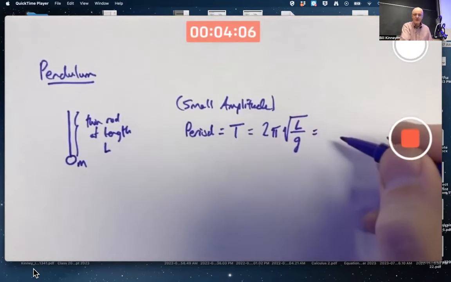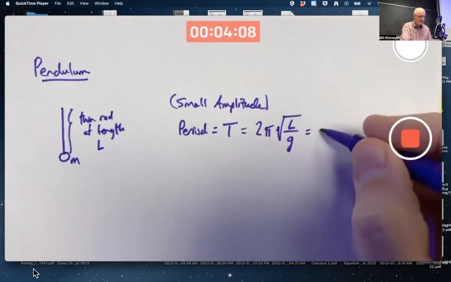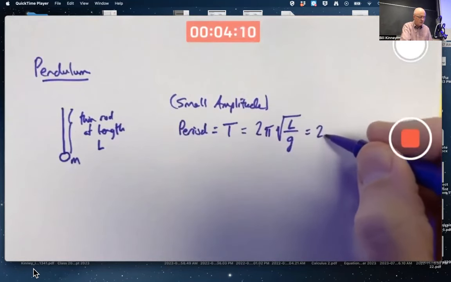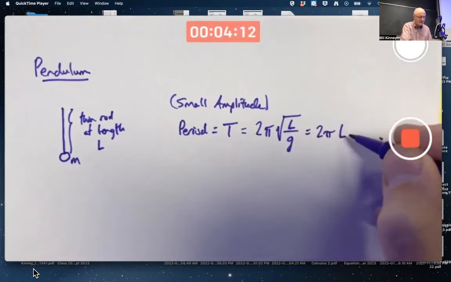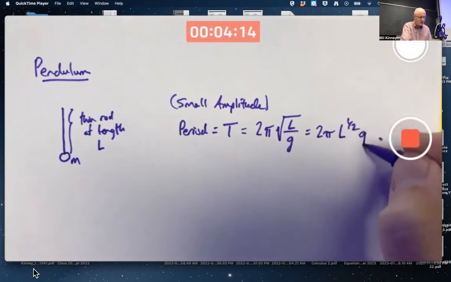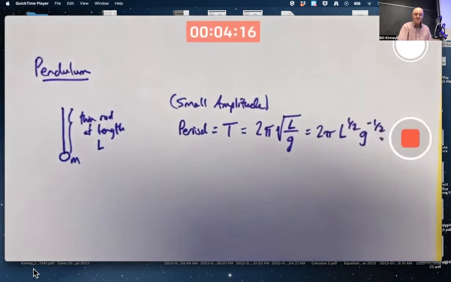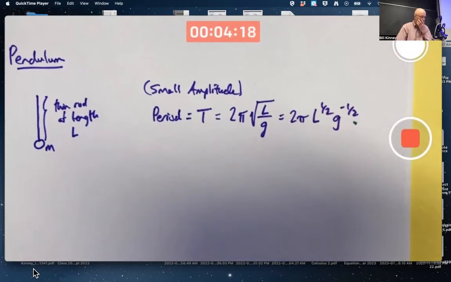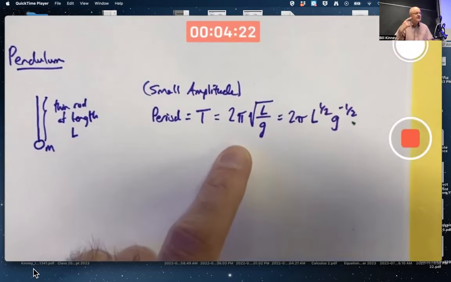Let me write this without a square root symbol. Let me write it with powers. I'll write it as 2 pi times L to the 1/2 times G to the -1/2. Okay. Before I do some calculus with this, I would like you to think with me here about why this makes some sense.